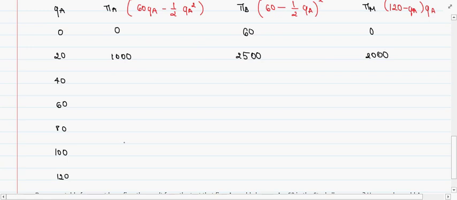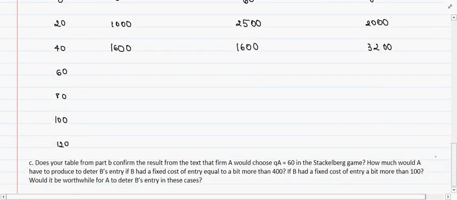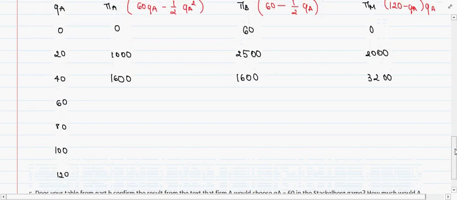Alright, so if quantity equal to 40, it's going to be 2400 minus 800, so that is going to become 1600, right? And over here QA equal to 40, that becomes 20, and that is going to give me 1600 as well. So the two firms are exactly the same, and the profit for firm A being a monopoly is going to be 40 times 80, so that is going to be 3200.